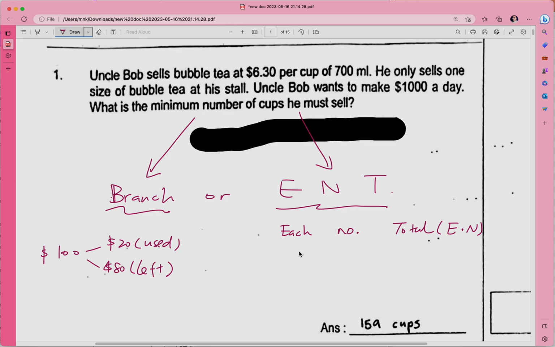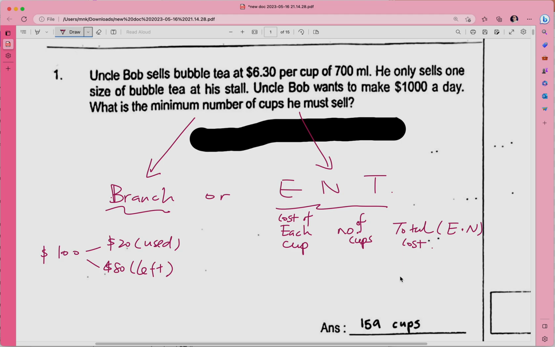So over here we are talking about bubble tea, and then per cup is 6.30. So over here will be the number of cups, right? Then this is probably the cost of each cup. Then here will be the total cost. Does it make sense? Okay, so now we are trying to see which structure actually explains the question.